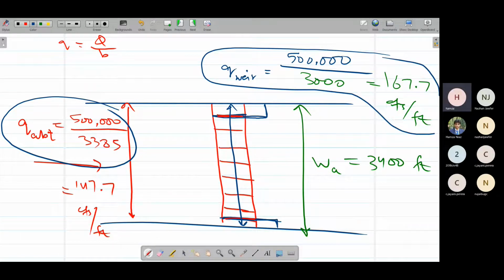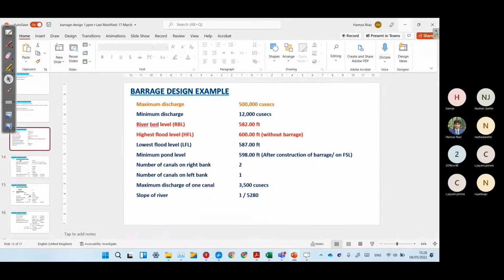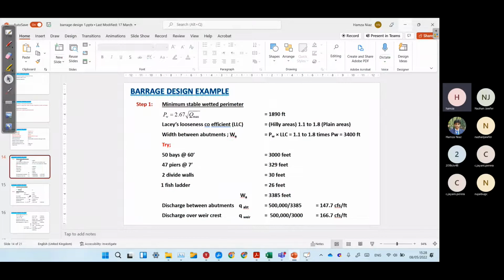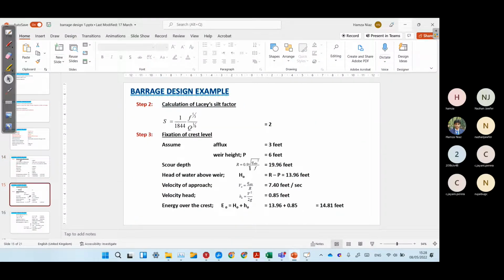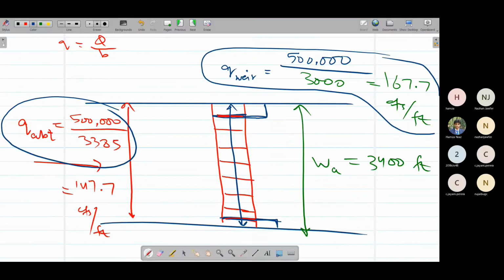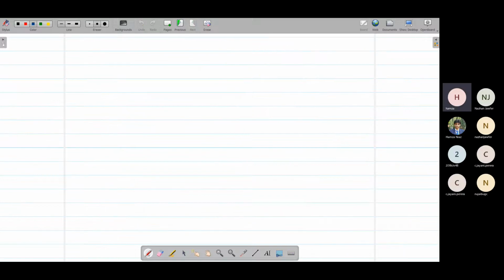So this step is fine. Is this step fine? This is the first step. Should we move onwards? Yes, brother. All right.